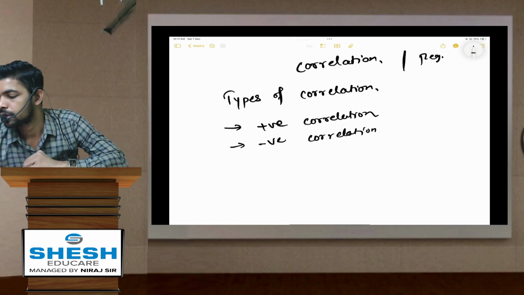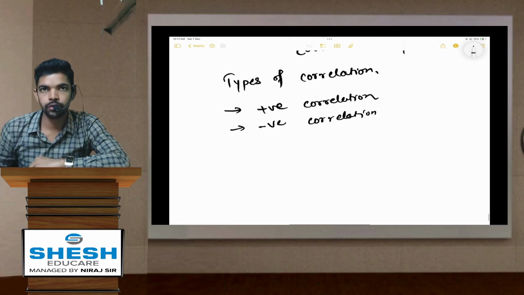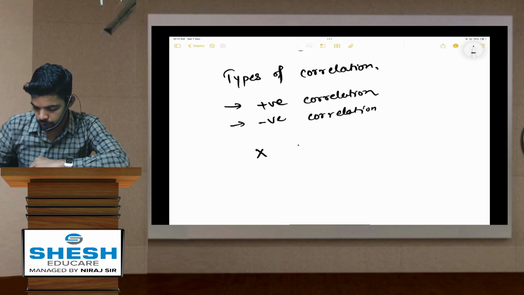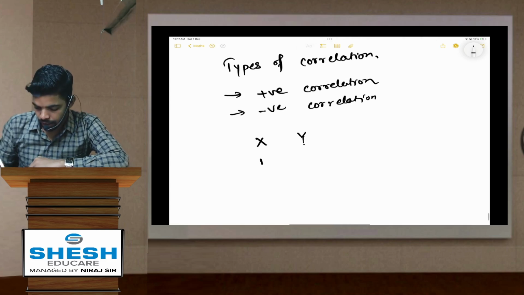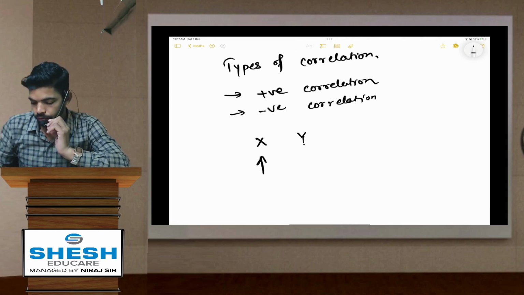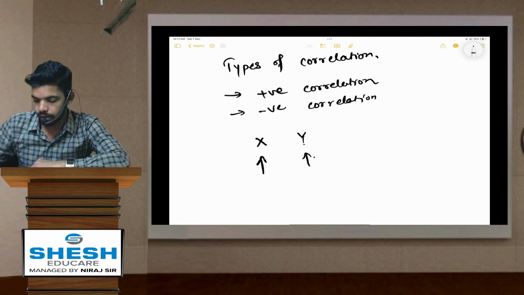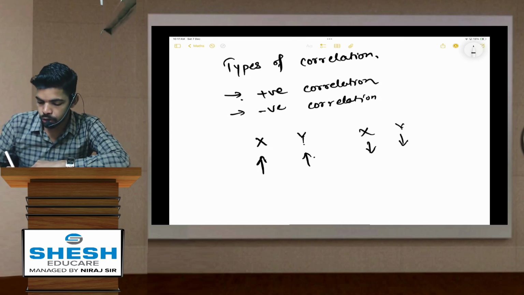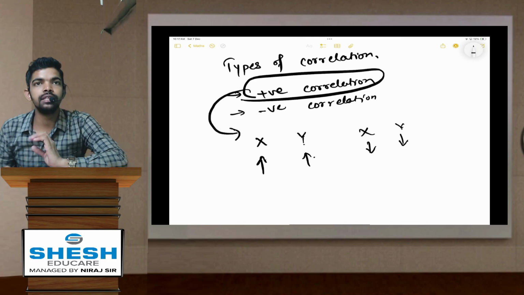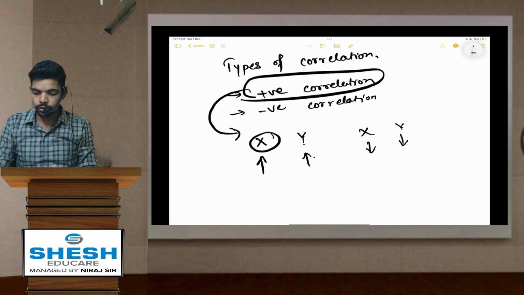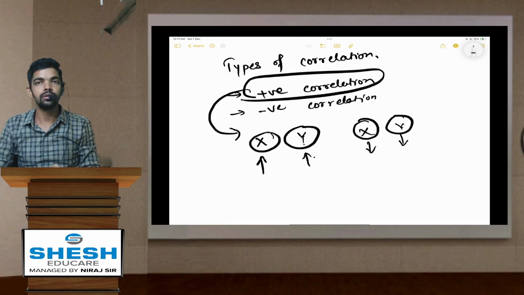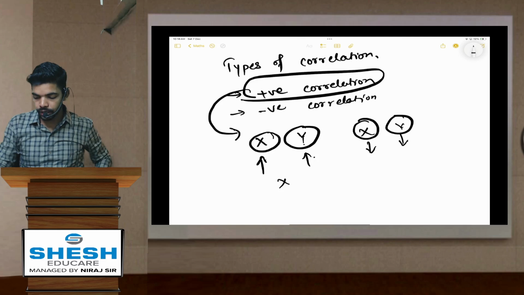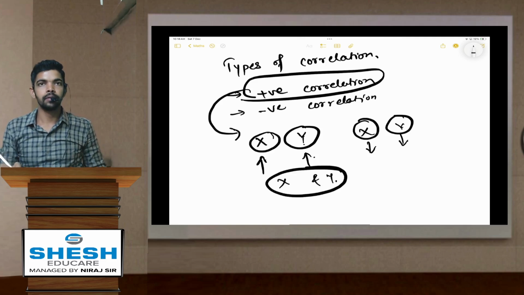So in positive correlation, what do we have? Suppose we have two variables x and y. If x is increasing, then y will also increase, and if x is decreasing, then y will also decrease. So in positive correlation, both move in the same direction. If one is increasing, the other will also increase; if one is decreasing, the other will also decrease. Okay, so then x and y are called positively correlated.